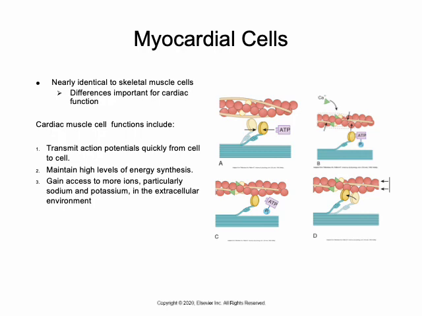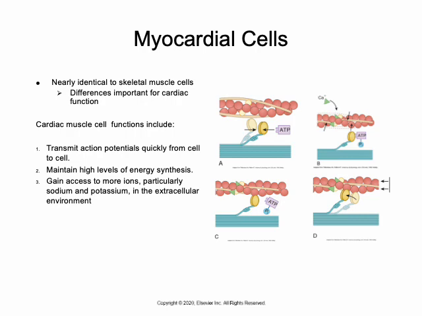The second function is to maintain high levels of energy synthesis. Unlike skeletal muscles, the heart can't rest and is in constant need of energy, which is supplied by molecules such as ATP, or adenosine triphosphate. The cytoplasm surrounding the bundles of myofibrils in each cardiomyocyte contains a large number of mitochondria. Cardiac muscle cells have more mitochondria than skeletal muscles.